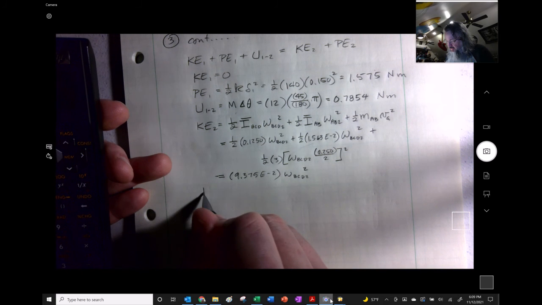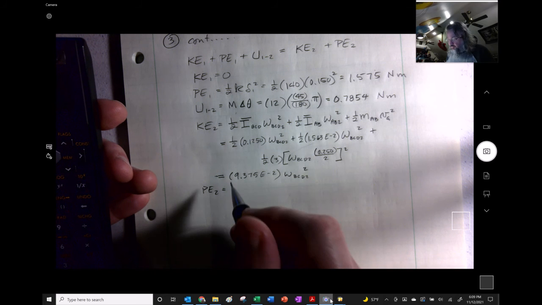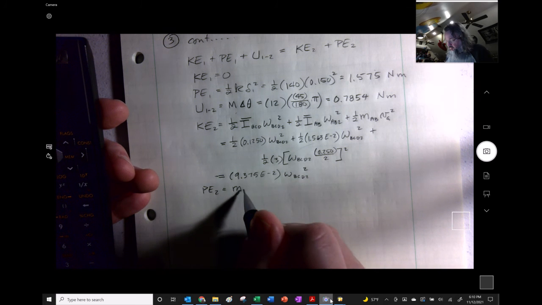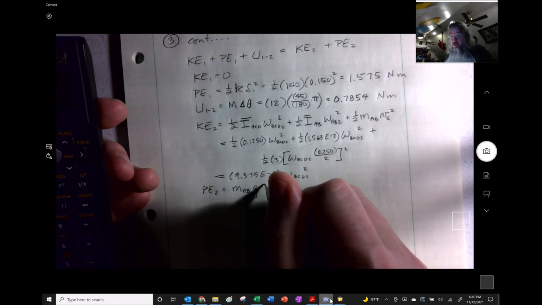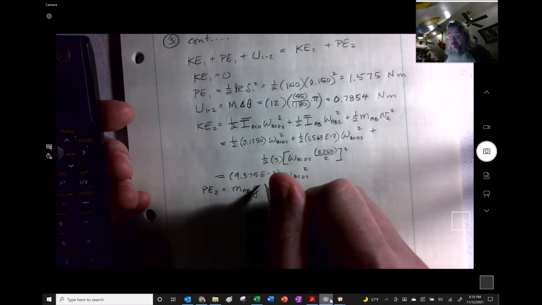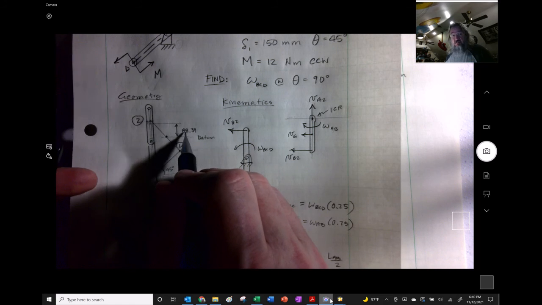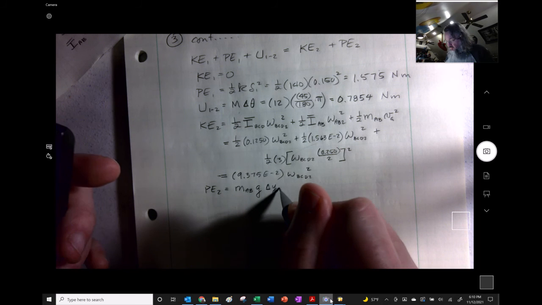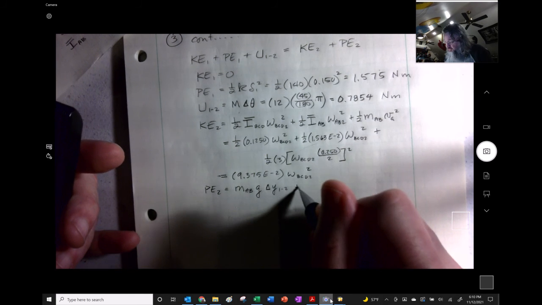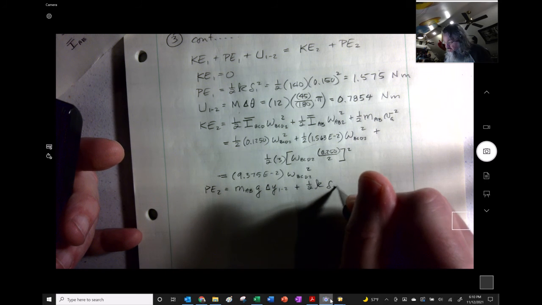And then the last thing here is PE2. And we're going to have two parts to it. It's going to be M of AB times G times, what did I call it up above? I didn't give it a name, but it's the distance that this thing is moving here. Delta Y 1 to 2. Plus 1/2 K delta 2 squared.